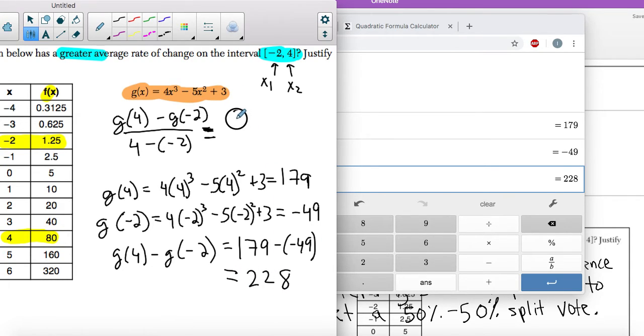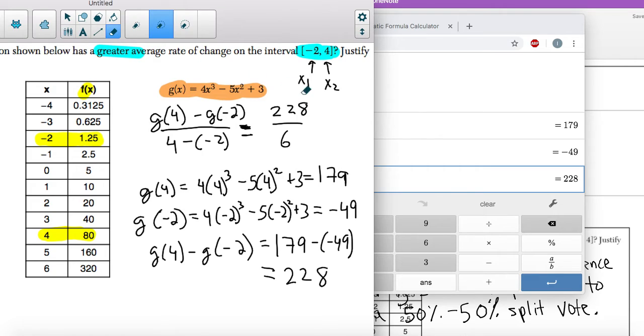So this just becomes 228 over 6. So this is the rate of change for g of x. Okay, that was the harder one.